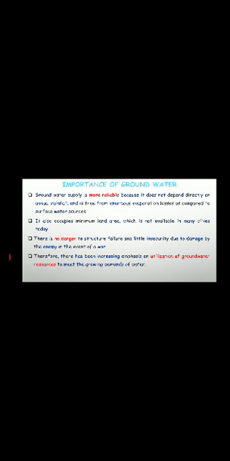So the groundwater supply is more reliable because it doesn't depend directly on the annual rainfall, and it also occupies minimum land area, which is not available in many cities nowadays. There is no danger of structure failure, and little insecurity due to damage by the enemy in the event of war. If you compare surface water storage and groundwater storage, there is no danger of structure failure, as in the case of surface water.